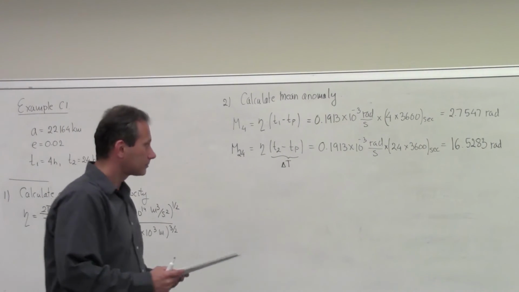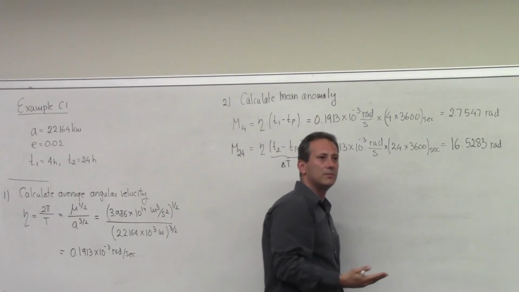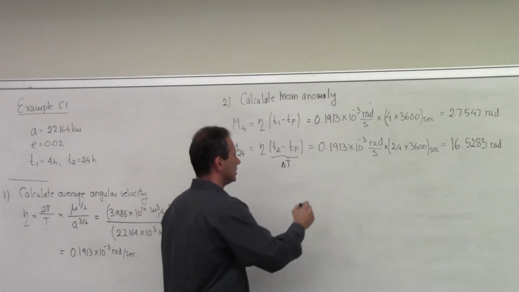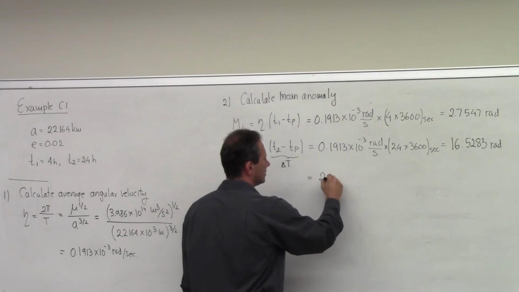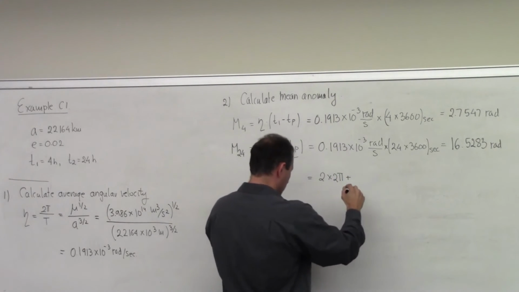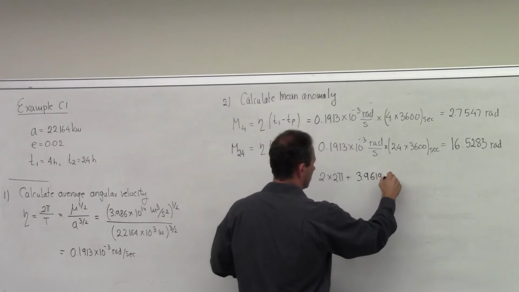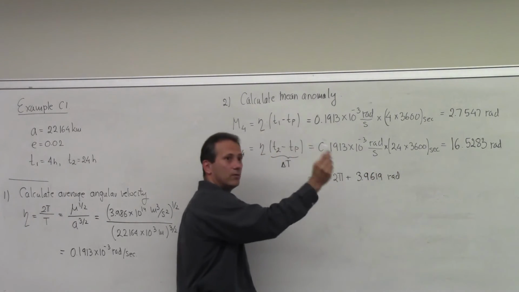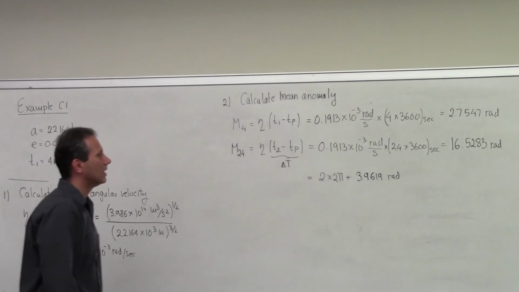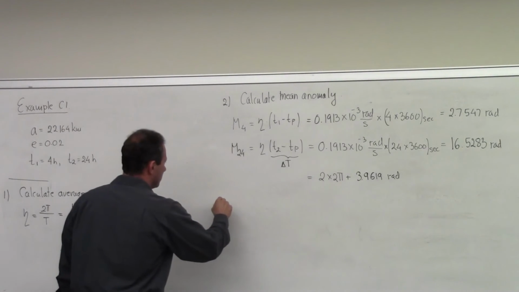All right, so now if you look at this, this is more than 2 pi. As a matter of fact, it's quite a bit more than 2 pi. So you made several full rotations here. And you can see that this is 2 times 2 pi plus 3.9619 radians. So you made 2 full rotations plus some more in 24 hours.